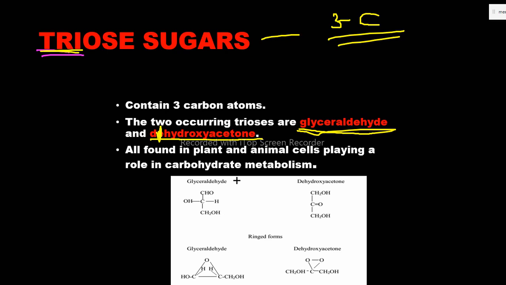They have the same formula. Everything is the same, but the difference is just 1, and you are going to see the difference. They are found in plants and animals, and they are intermediates in respiration. Where in respiration? Maybe let me just give you a hint, then we shall see it in detail when we reach there.